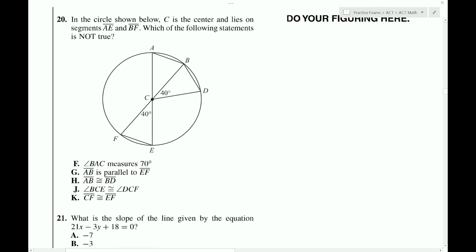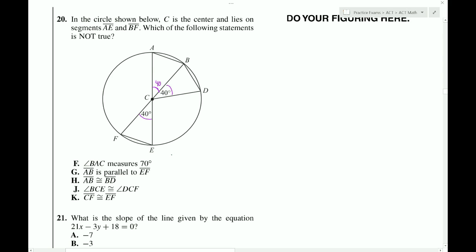In the circles shown below, C is the center and lies on this segment. Which of the following statements is not true? Okay. So one thing I can right away deduce is that anytime you have an x, the angles that are across from each other are equal. It's called vertical angles. So I know that this angle here would have to be 40, right?